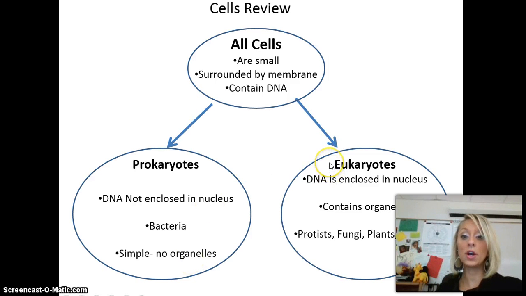Moving over to eukaryotes or eukaryotic cells, they have DNA and a nucleus. They have many organelles, and examples of living organisms that have eukaryotic cells are protists, fungi, plants, and animals.